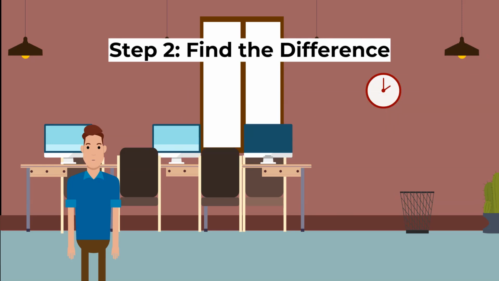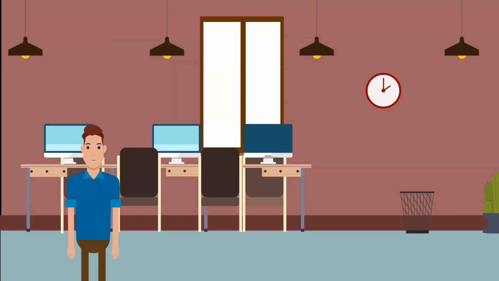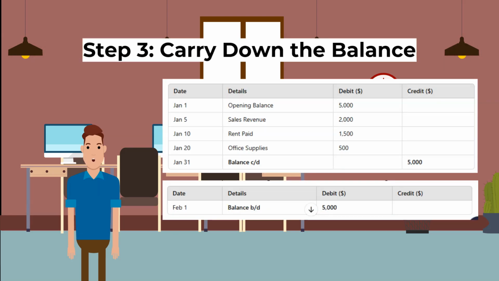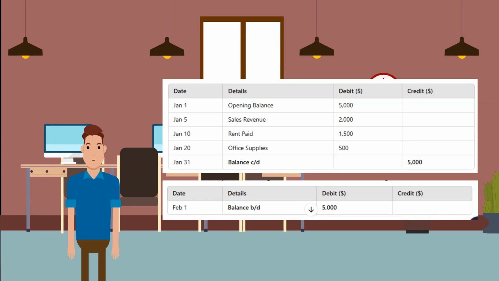In this case, $7,000 minus $2,000 equals $5,000. This difference is the closing balance of the account. We write the closing balance as balance carried down on the smaller side. Now, for the next period, we bring this balance forward as balance brought down. This means the next period starts with $5,000 in the cash account.